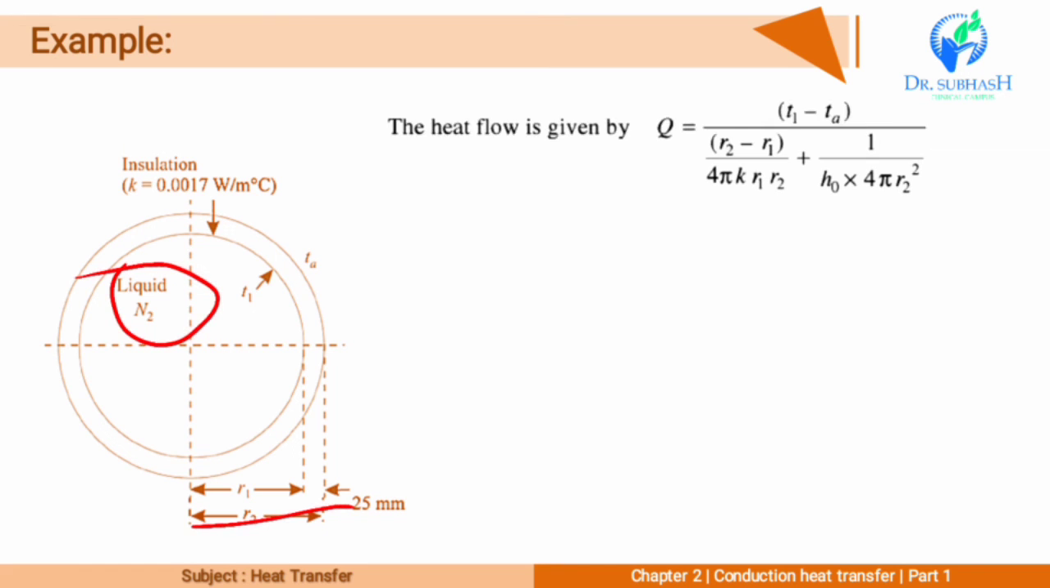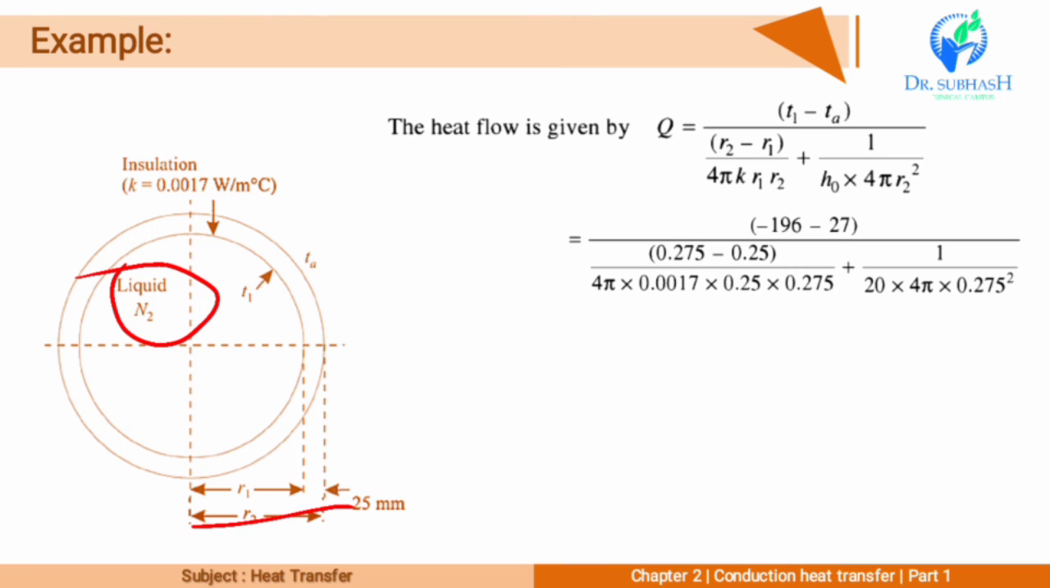So now the heat transfer rate Q is equal to (T1 minus T_A, that is for the air) divided by (R2 minus R1) divided by 4 pi K into R1 into R2, plus 1 upon h_0, where 0 represents the outside convective heat transfer coefficient, into 4 pi R2 square. Here we are only considering the convective heat transfer outside, not inside. So thermal resistance is considered only outside.